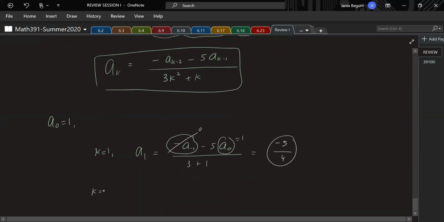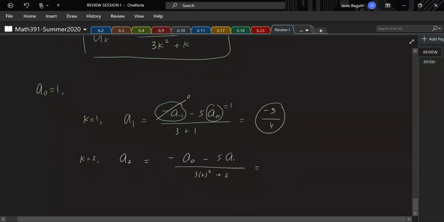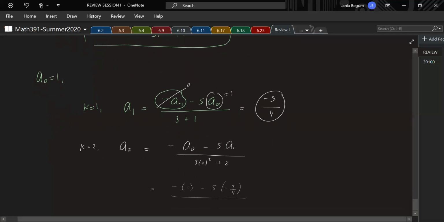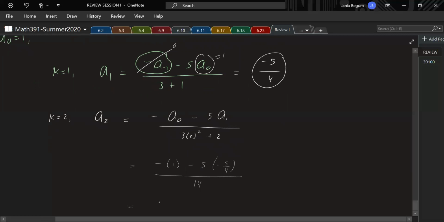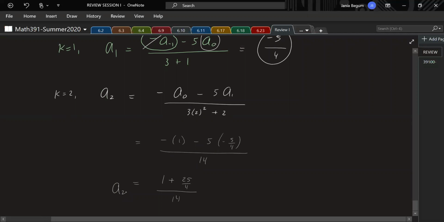Now let's find A2. When k is equal to 2, we can find A2. So we have negative A sub 0 minus 5 A sub 1 over 3 times 2 squared plus 2. So now plugging in A0 and A1, we're going to have to do more calculation on this. Did anyone compute this? So A0 is 1, and A1 we just computed, that's negative 5 over 4, over 4 times 3, that's 12, plus 2, that's 14. Okay, not bad. Just have to work with fractions. So we have 1 plus 25 over 4, over 14. So whatever that number is, that's A2. You guys can figure that out, right? Common denominators, add them up, and then divide by 14.